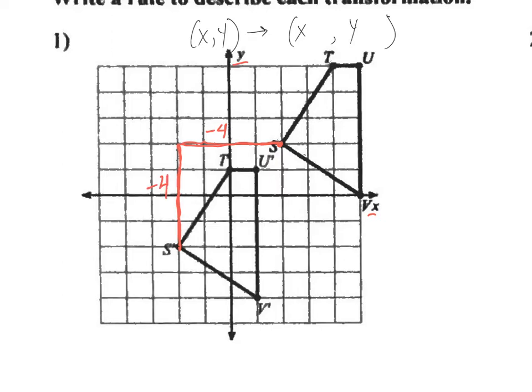So our answer, the rule that we should have for our slide, is X -4, and Y will also be -4. Since they're both subtracting, we're moving left, and then we're moving down. Okay, so let's take a look here at another example with number 2.